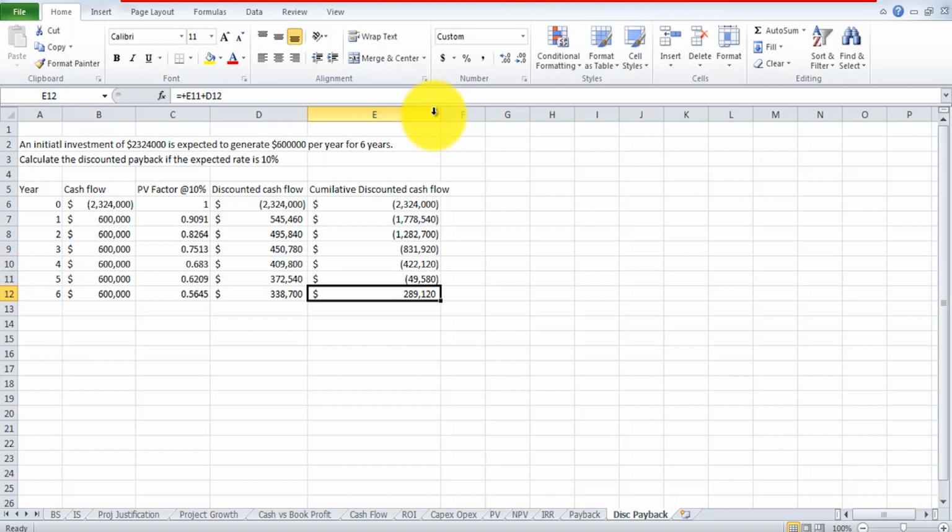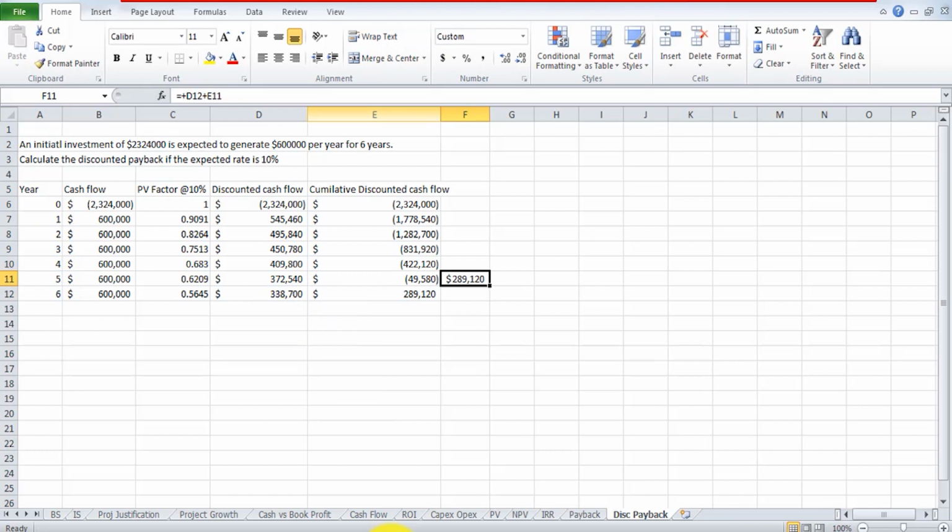In which year it turns out to be positive is in the 6th year. But it does not need the entire $338,700 of cash inflow in the 6th year. It just needs this $49,580. So what we're going to do is use the same equation as we had done previously. That is, we're going to figure out how much is the difference over here. Out of $338,700, we just need $49,580. Right? So we're going to compute the fraction amount over here.